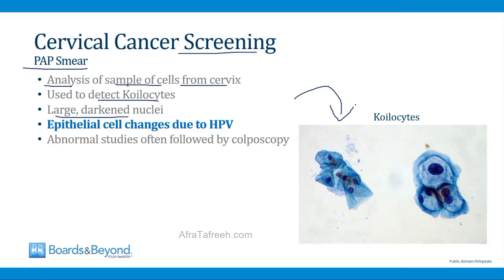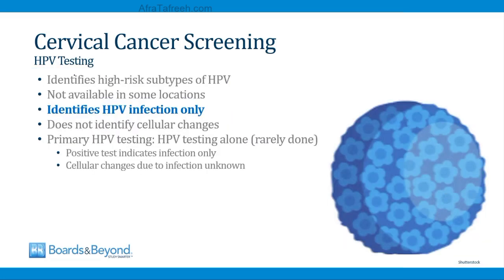And when you see koilocytes on a Pap test, this is evidence that epithelial cells have begun to change in the cervix because of HPV infection. So importantly, this is not detecting HPV infection directly. Instead, it's identifying epithelial cell changes caused by HPV infection. And when a Pap smear test is abnormal, it's usually followed up with a colposcopy, which is an examination of the cervix. We'll talk about this in a minute. An alternative to the Pap smear for cervical cancer screening is HPV testing.